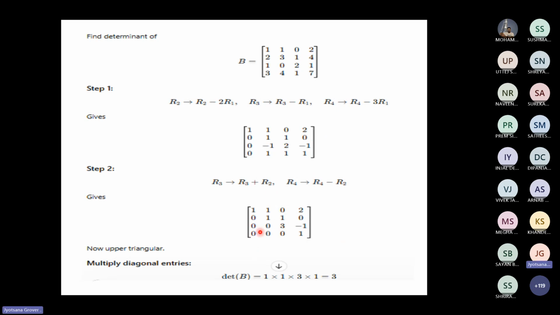You have got upper triangular. This is REF. You will stop here. You have got an upper triangular matrix because this is a square matrix. So for a square matrix, if your REF is upper triangular, you are done.